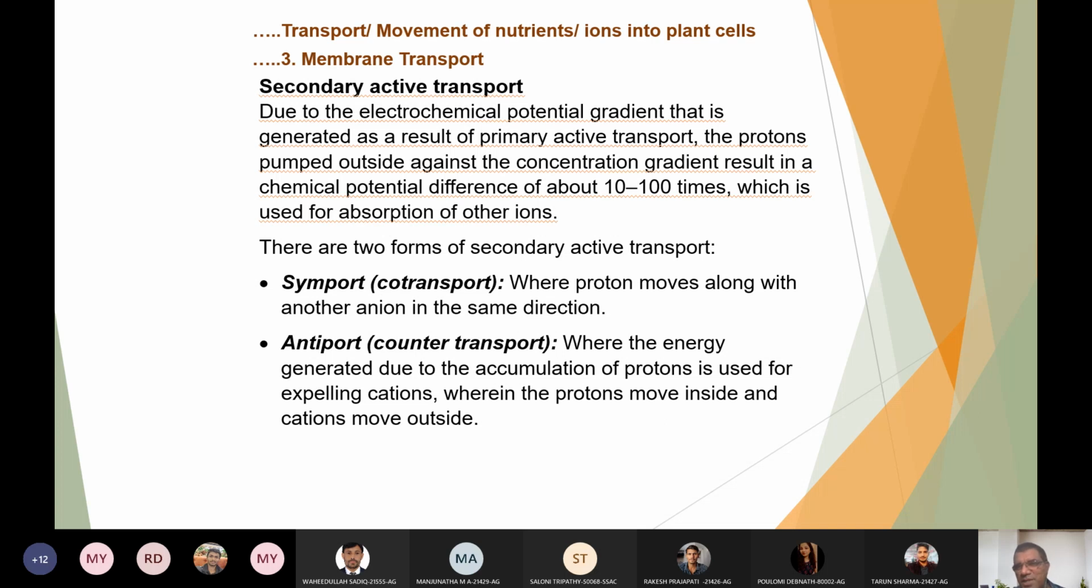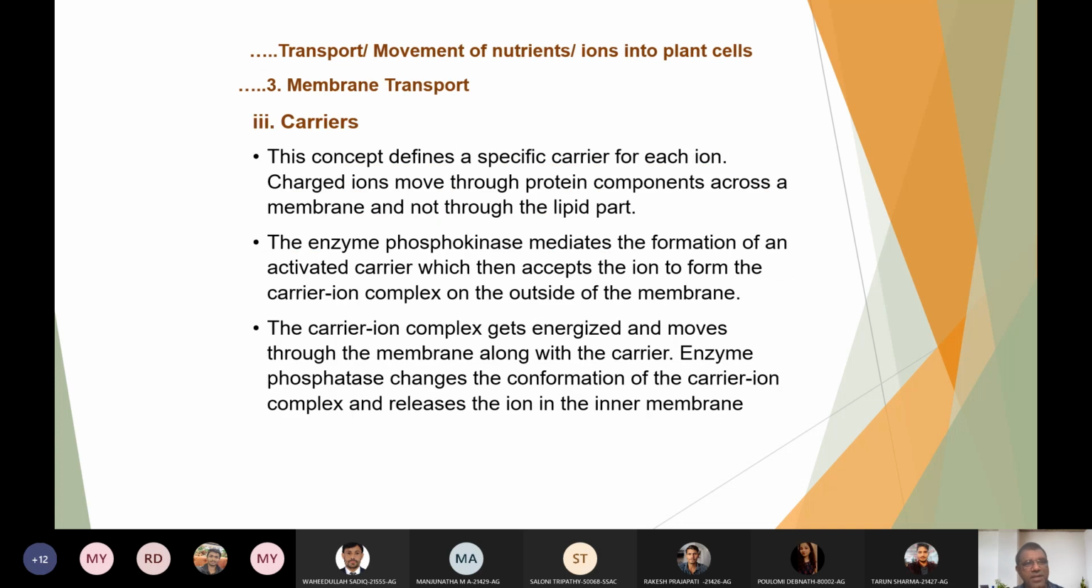So you need to read it yourself because this is definitely not very clear to me. And this is not my subject. I do not know much about it. But as a student, you can consult some standard plant physiology book to have some more idea. Now, at least you got some idea how this mechanism happens. Then certain carriers are also there, which help in the transfer of nutrients from one cell to another cell.